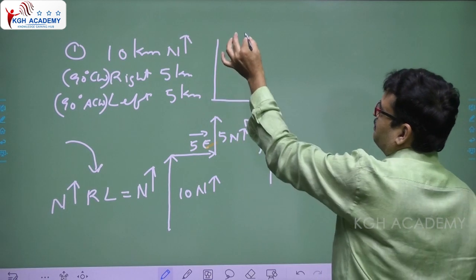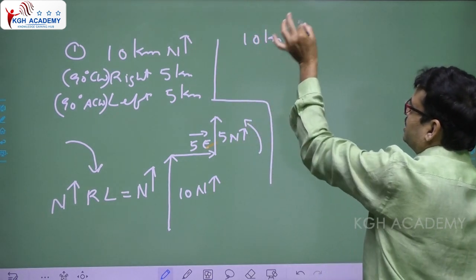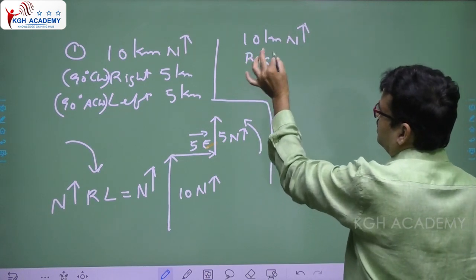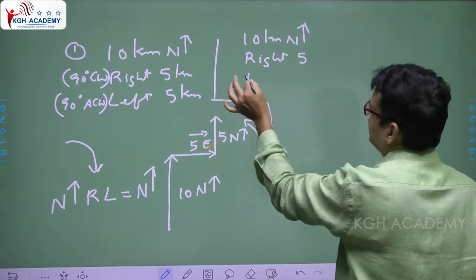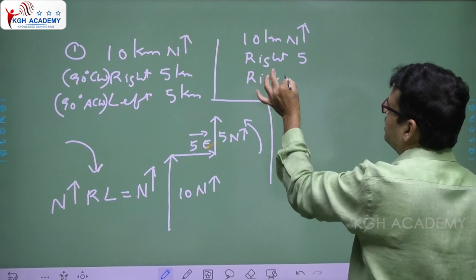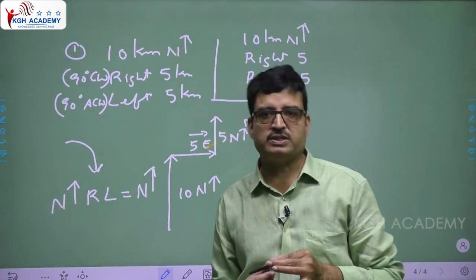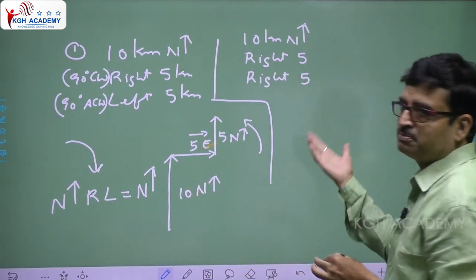Now I want to clarify another point. Say for example, a person traveled 10 kilometers north. Now he turned right and traveled 5 kilometers. Again he turned right and traveled 5 kilometers. Now finally which direction is he facing? Clear? Right. So let us map it.